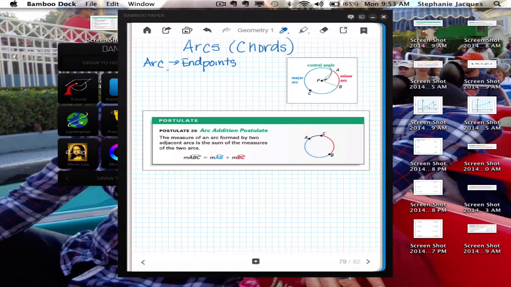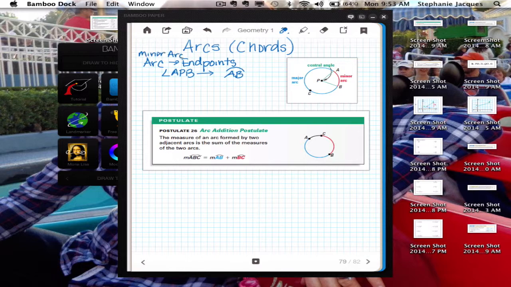For example, for angle APB, if you want to find the arc or label it, all you have to do is write A and B with a little arc over it. That just means the arc AB. And this means the central angle APB. And that's just a minor arc.